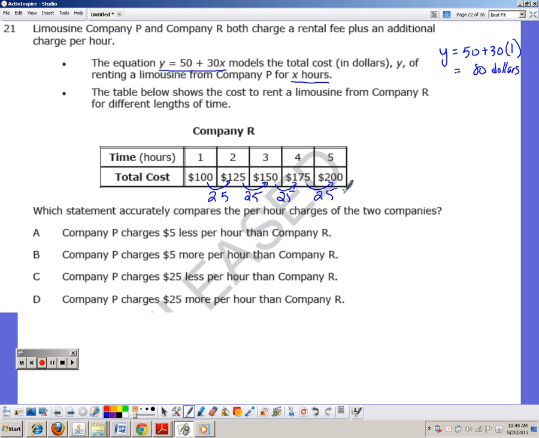Now here, this time it was 30 because it was 1 hour times $30. So P charges $30 per hour, and R charges whatever its rate is plus $25 per hour. P is $5 more than R. So the answer is D. Any questions?